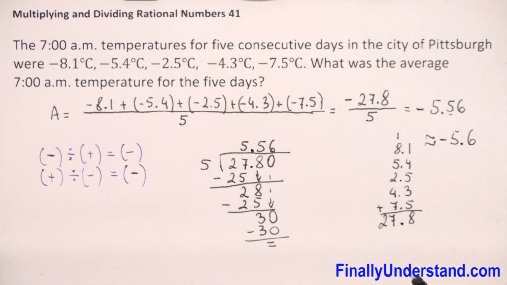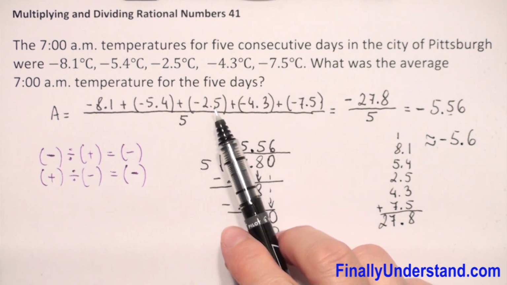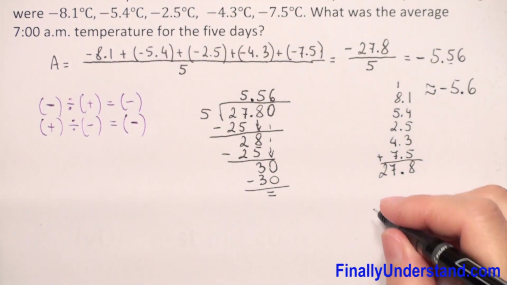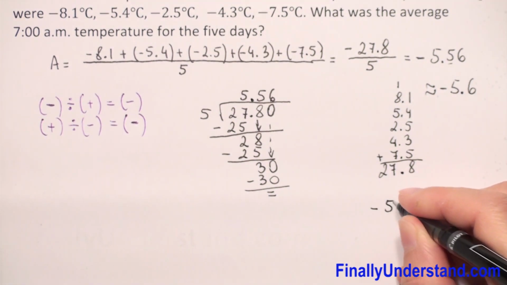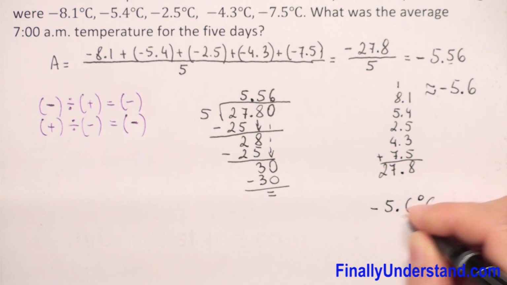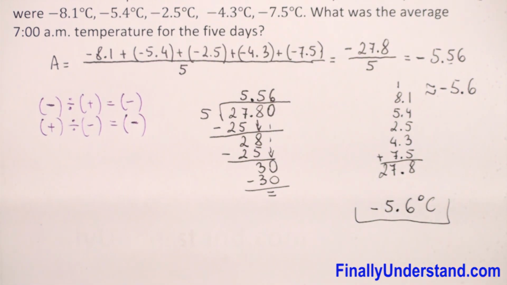So the average 7 a.m. temperature for the 5 days is negative 5.6 degrees Celsius. This is my solution.